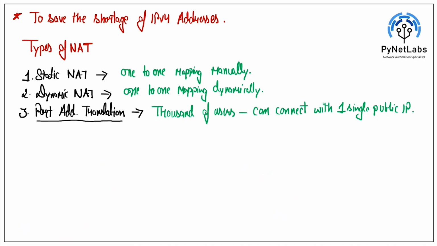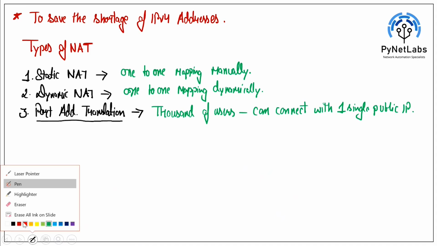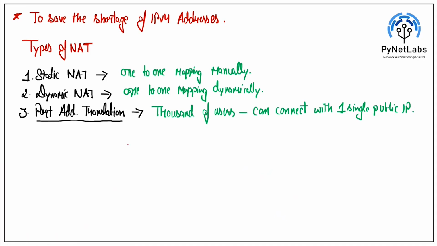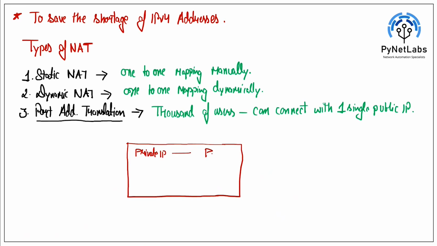So let's try to differentiate between static and dynamic NAT in this scenario. For example, let's say you are working in an organization, and in your organization you have some 5 devices. Let's say this side is your private IP, and this side we have your public IP. This is the scenario we are talking about for static NAT, and then dynamic NAT. Now you will see the differences between static and dynamic.